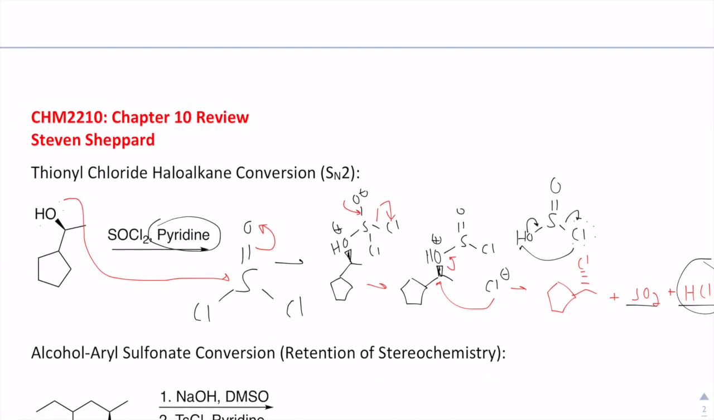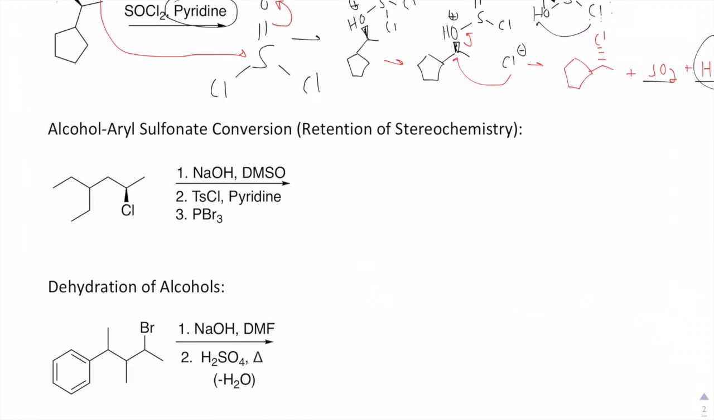Okay, so again, phosphorus tribromide and thionyl chloride are basically two types of SN2 reactions that are going to convert alcohols directly into a corresponding haloalkane. But keep in mind we do see inversion of configuration, which is consistent with SN2 reactions. Okay, so the next reaction we're going to talk about is alcohol to aryl sulfonate conversion.